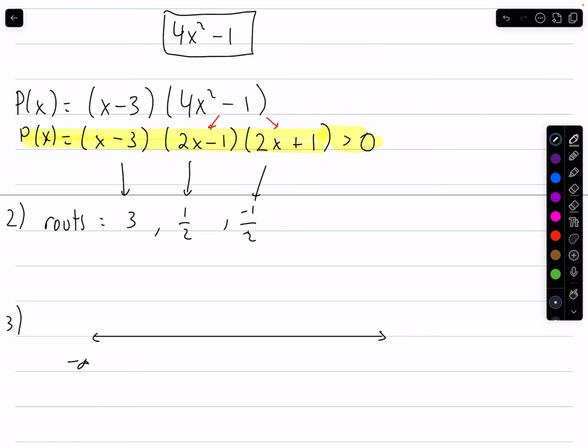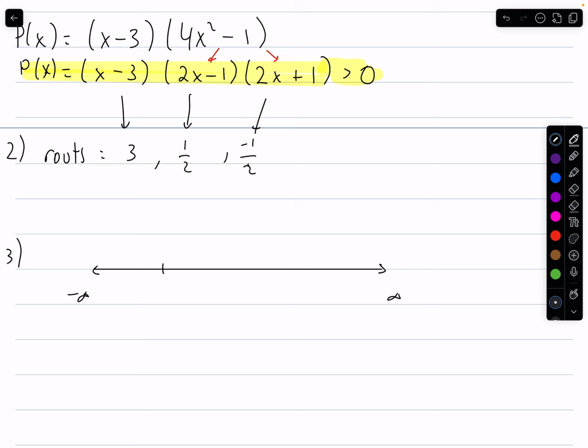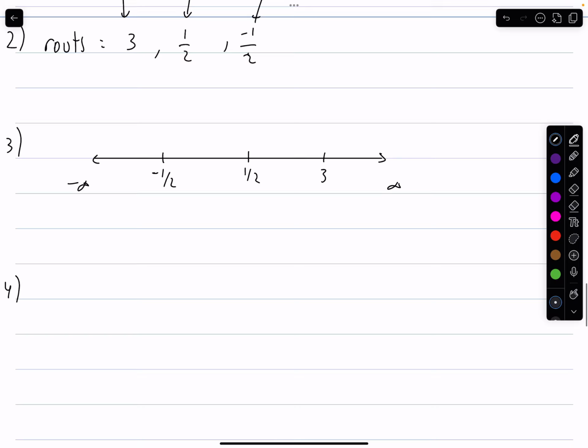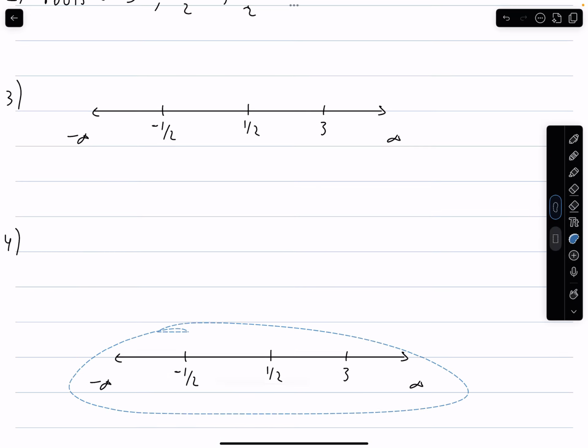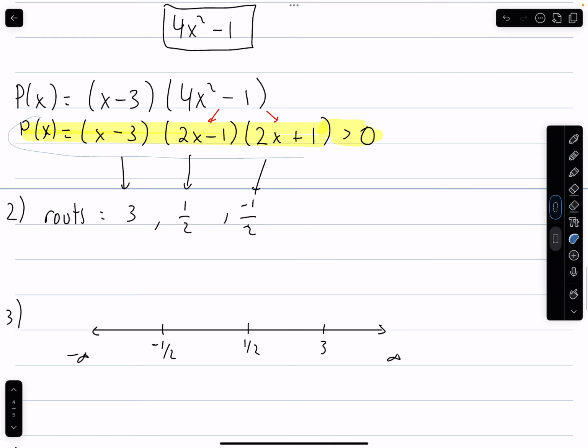So we have -infinity to infinity. Okay, we got -1/2, +1/2, and then 3. Okay, so we plotted it on the number line. Now step 4, what are we going to do? We're going to take this number line, and we're going to compare the number line to our original equation, p at x.